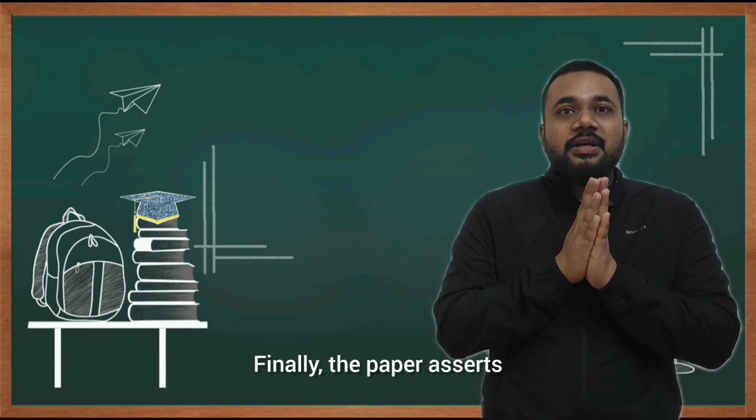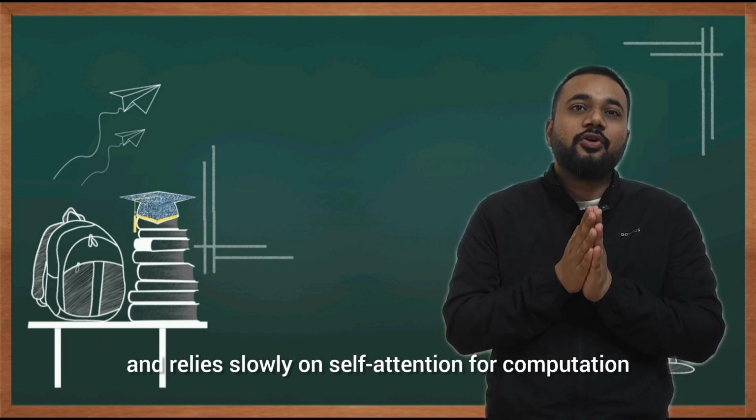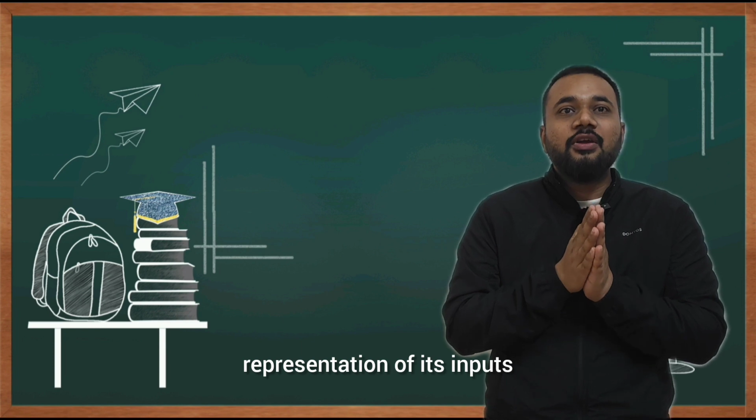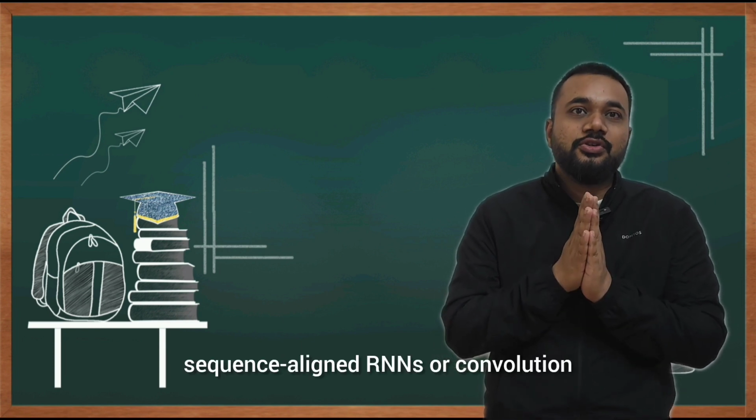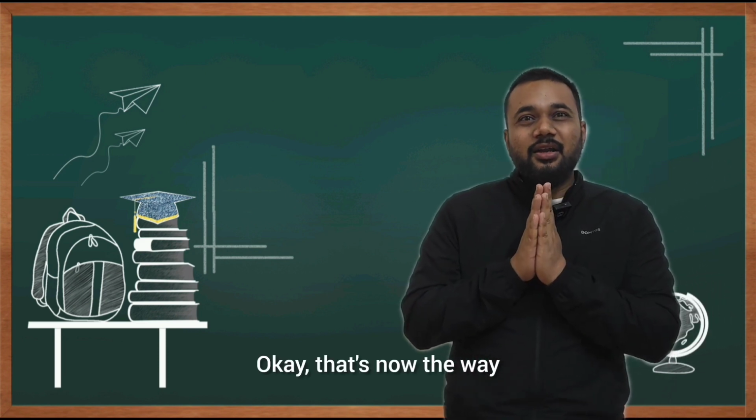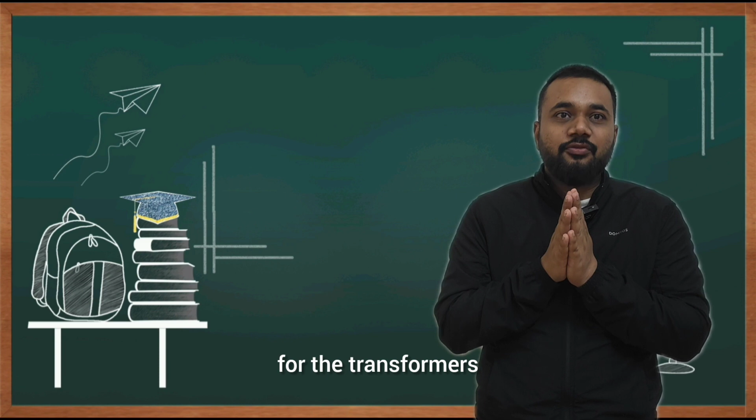Finally, the paper asserts that the transformer model is unique and relies solely on self-attention to compute representations of its inputs and outputs, without using sequence-aligned RNNs or convolution. Okay, that's the way they have introduced the background for the transformers.